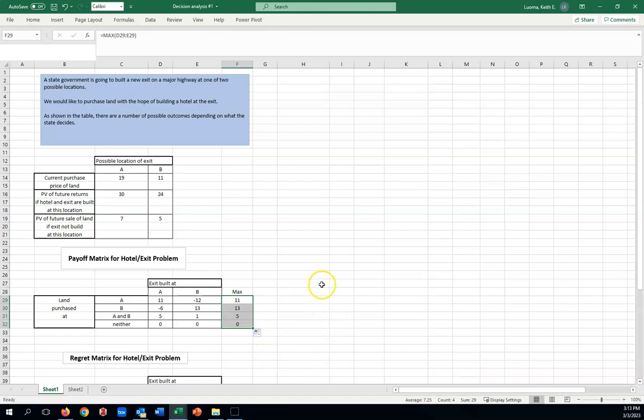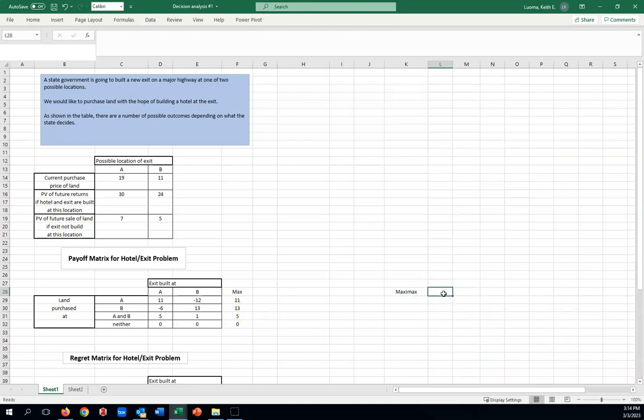Now what the Maximax criterion does is, out of those maximums, you find the maximum. Now honestly, look, we could just look at those, right? 11, 13, 5, and 0. The max of those maximums would be 13.